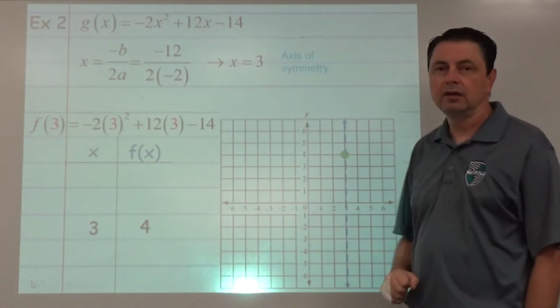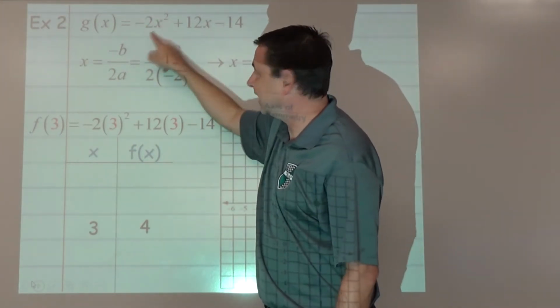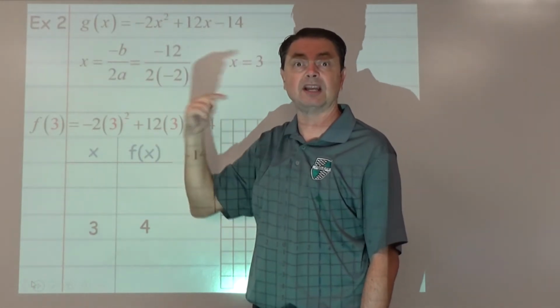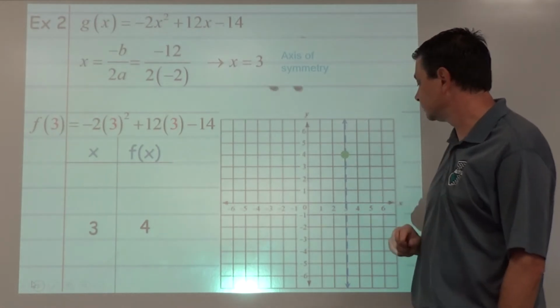Write 1. First odd number is 1. Multiply it by a. So 1 times negative 2 is negative 2. Negative means we should go down. Write 1, down 2.